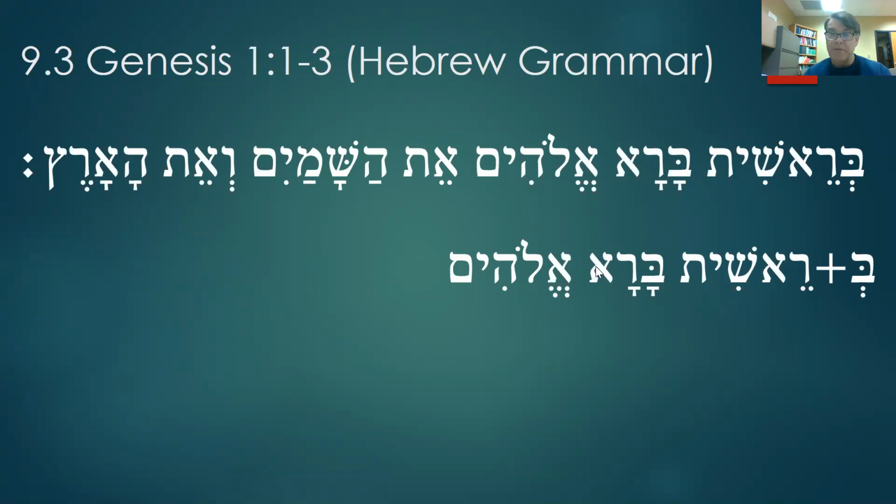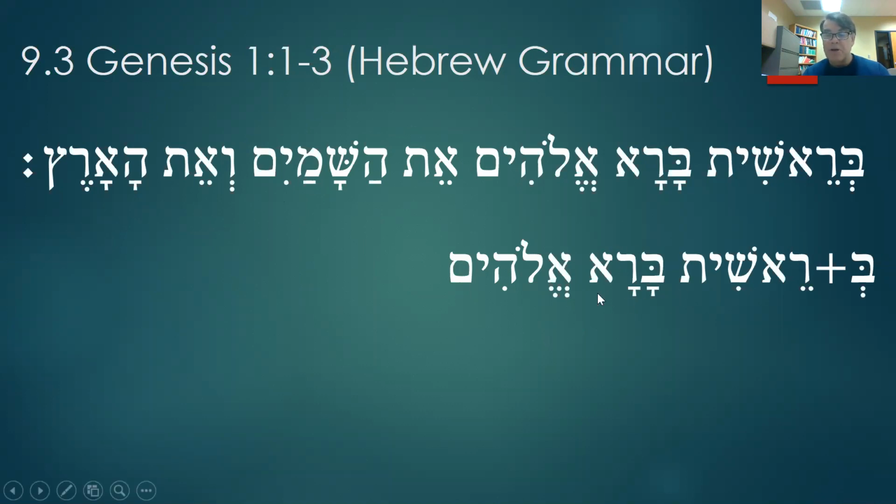Bara is a perfect tense. The three letters are all there, bet resh aleph of bara, and so there's no preformative or sufformative. There's no prefix. There's no suffix. It's just the root, and so this would be third masculine singular, and of course the subject is God. So "God created," or "in the beginning of God created," or "in the beginning God created." However you want to translate that.